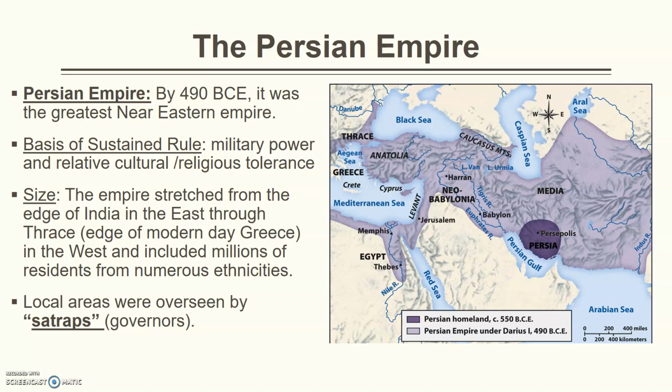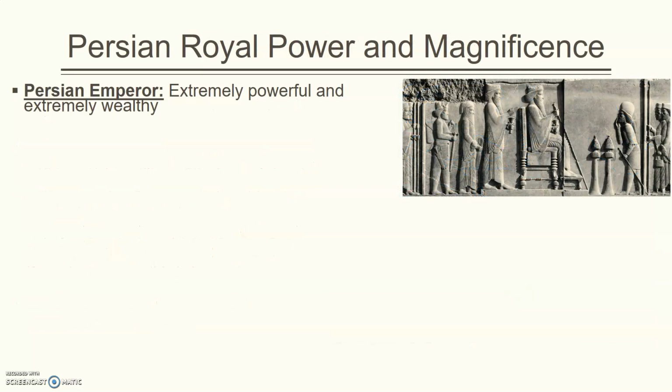It's really when you go after people's culture and religion that it's really hard to keep them on your side. Again, you could see how big this empire was. It was overseen by local governors, satraps, who were usually relatives of the emperor to ensure loyalty there. Persian royal power was magnificent. Again, you cannot overstate how powerful and wealthy the Persian emperor was. Later Persian emperors are where the European kings are going to get their ideas on what a king should look like.